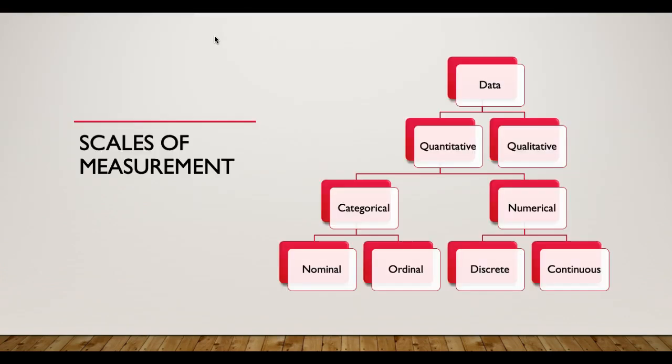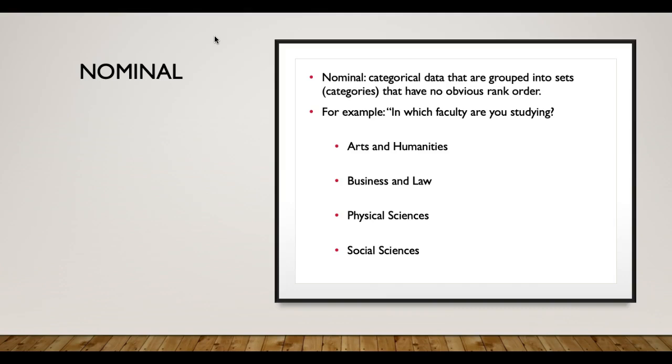So with nominal, if I just go back to this, we're looking at categorical now. Nominal categories are ones where there is no obvious rank order. For example, it might be, in which faculty are you studying? So there's no rank to that. There's no one's number 1, one's number 2. It's just categorical data.